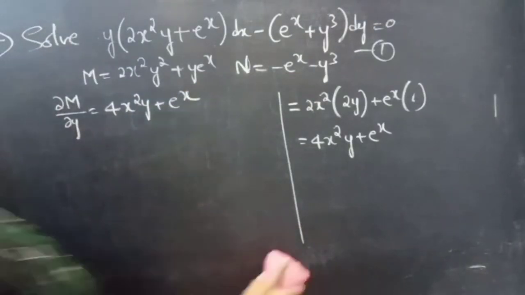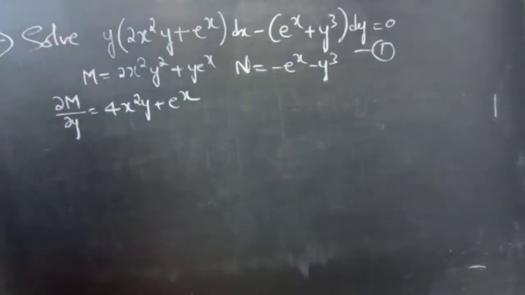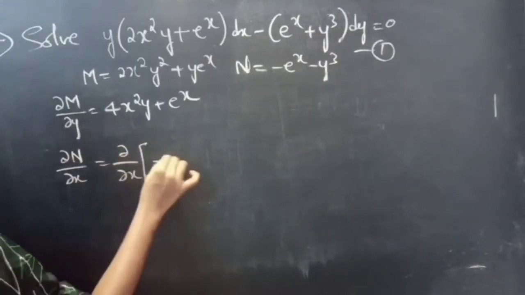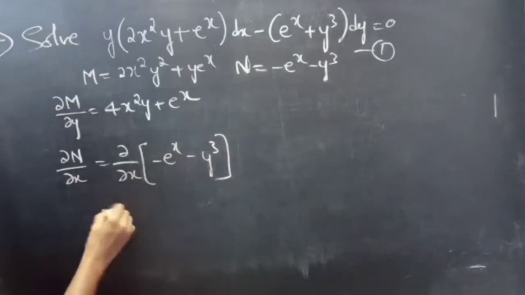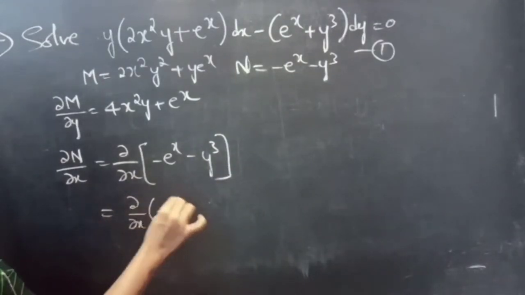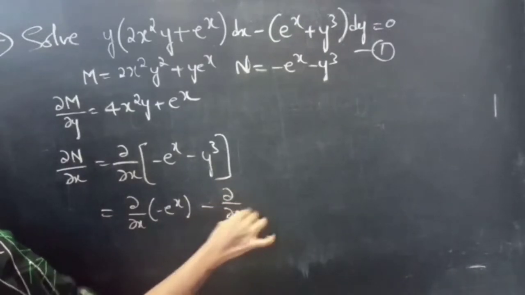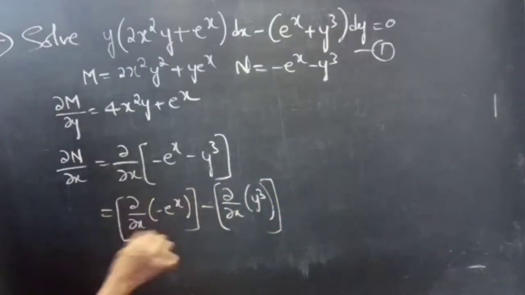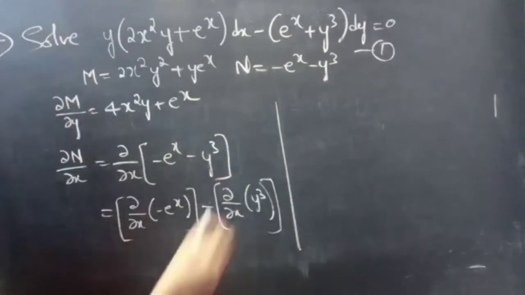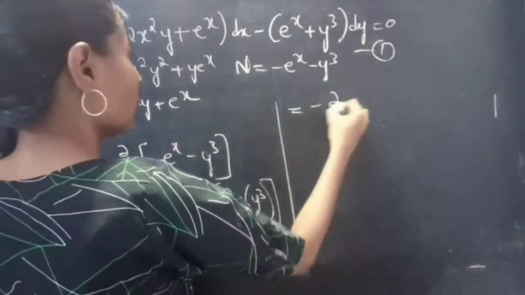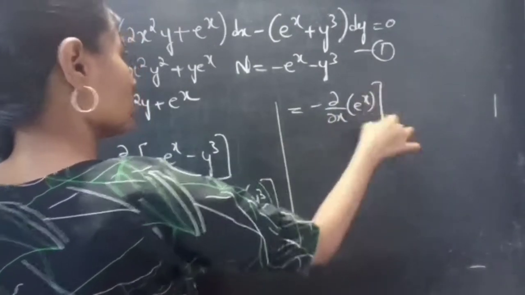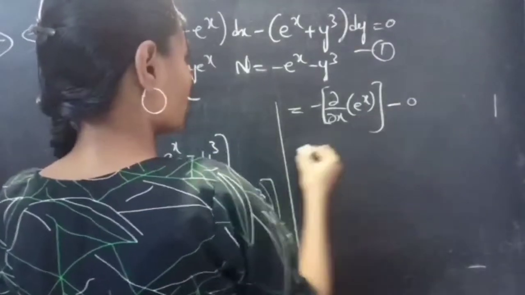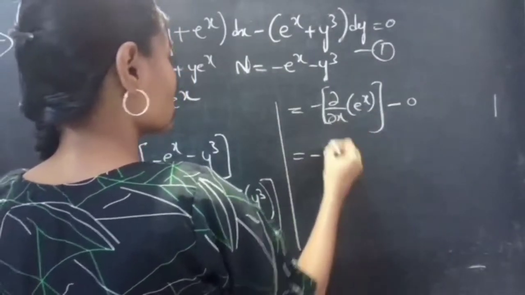Now let's find the partial derivative of N with respect to x. Dou N by dou x equals dou by dou x of N, which is minus e power x minus y cube. This equals the partial derivative of the first term minus the partial derivative of the second term. Since we are doing partial derivative with respect to x, y will be treated as constant. This equals minus the partial derivative of e power x minus the partial derivative of a constant with respect to x, which is 0. This equals minus e power x, since the partial derivative of e power x with respect to x is e power x.